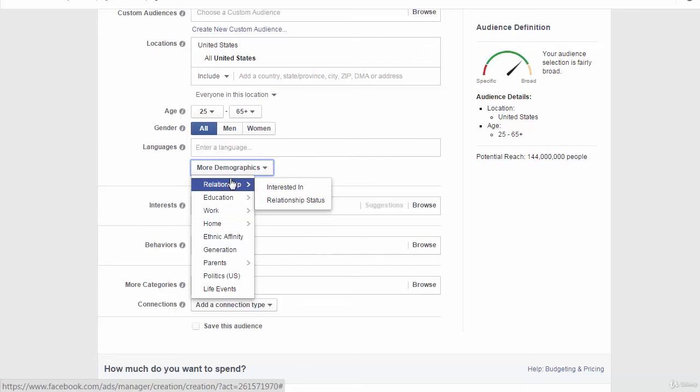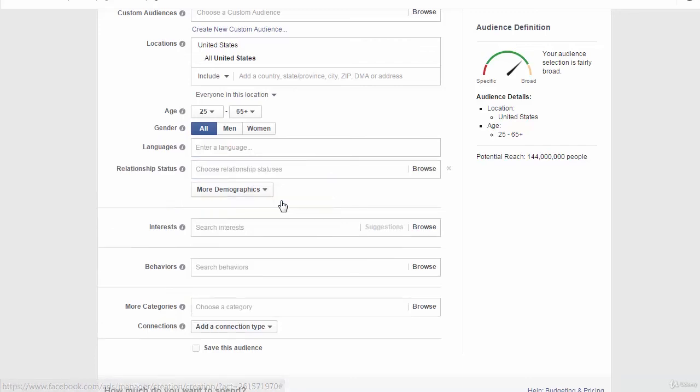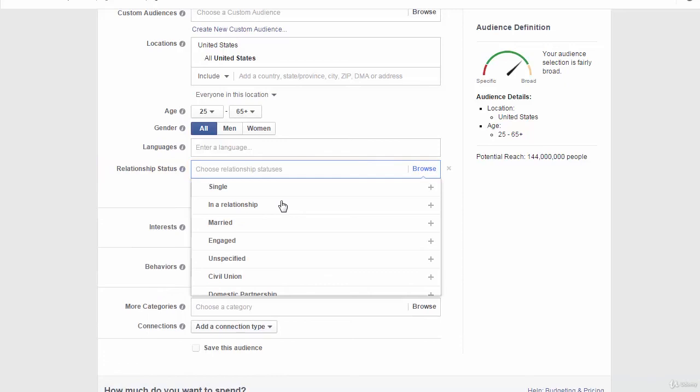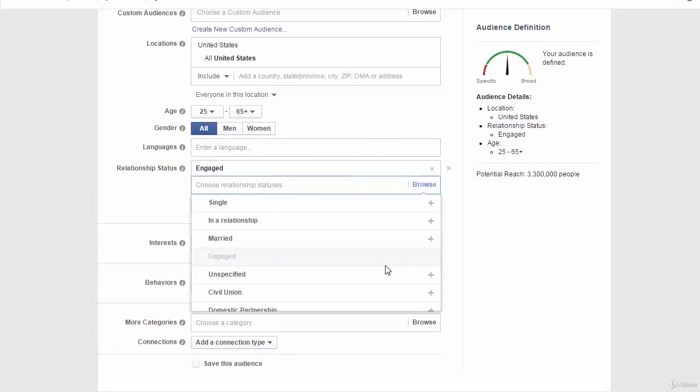As an example, I mentioned wedding rings. I would just go to relationship status, go to engaged, and if people are engaged, they're going to be interested in buying wedding rings because they're going to be getting married and they're going to need them. So that's how I would find my audience for that type of product. Again, it would pass, as 3.3 million people are engaged currently in the United States between the ages of 25 and 65. You kind of just need to think outside the box, really.